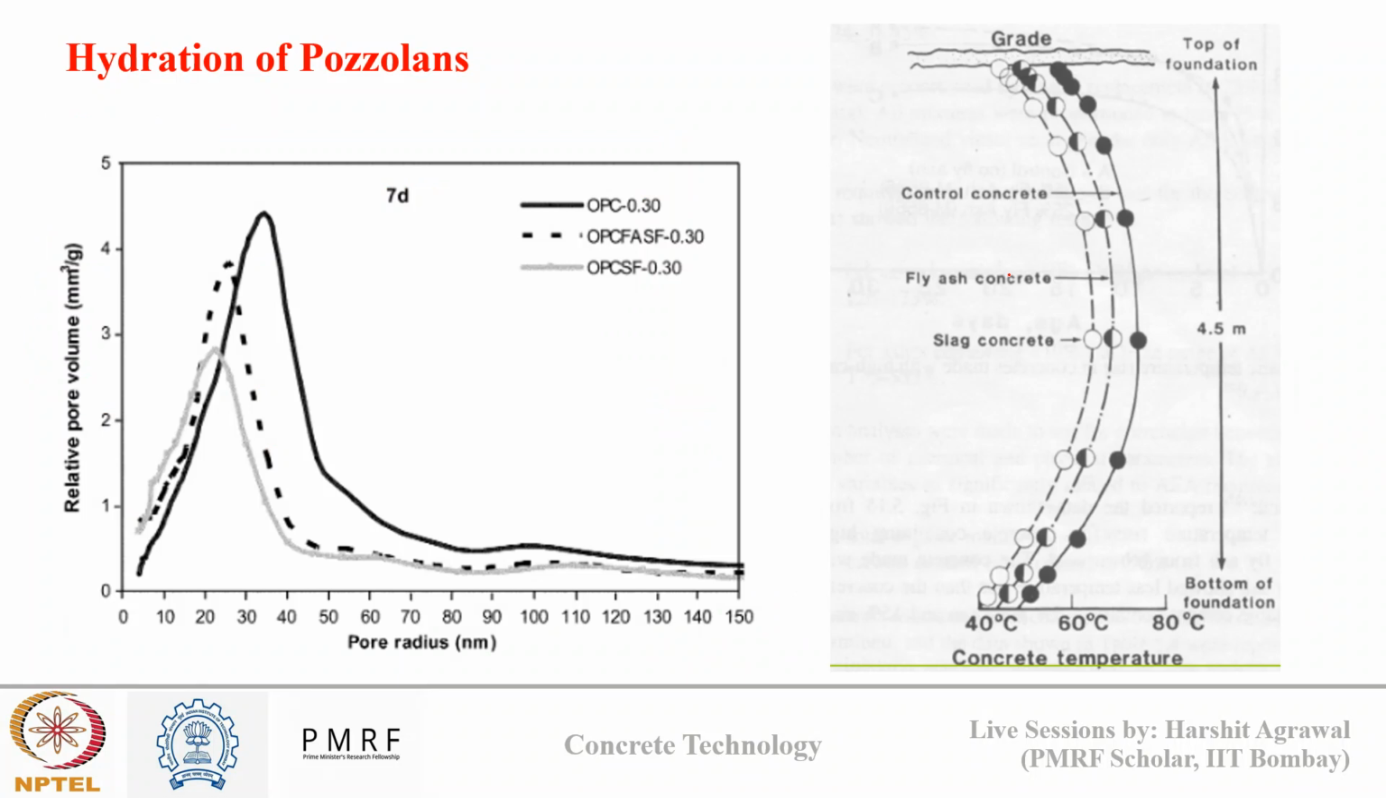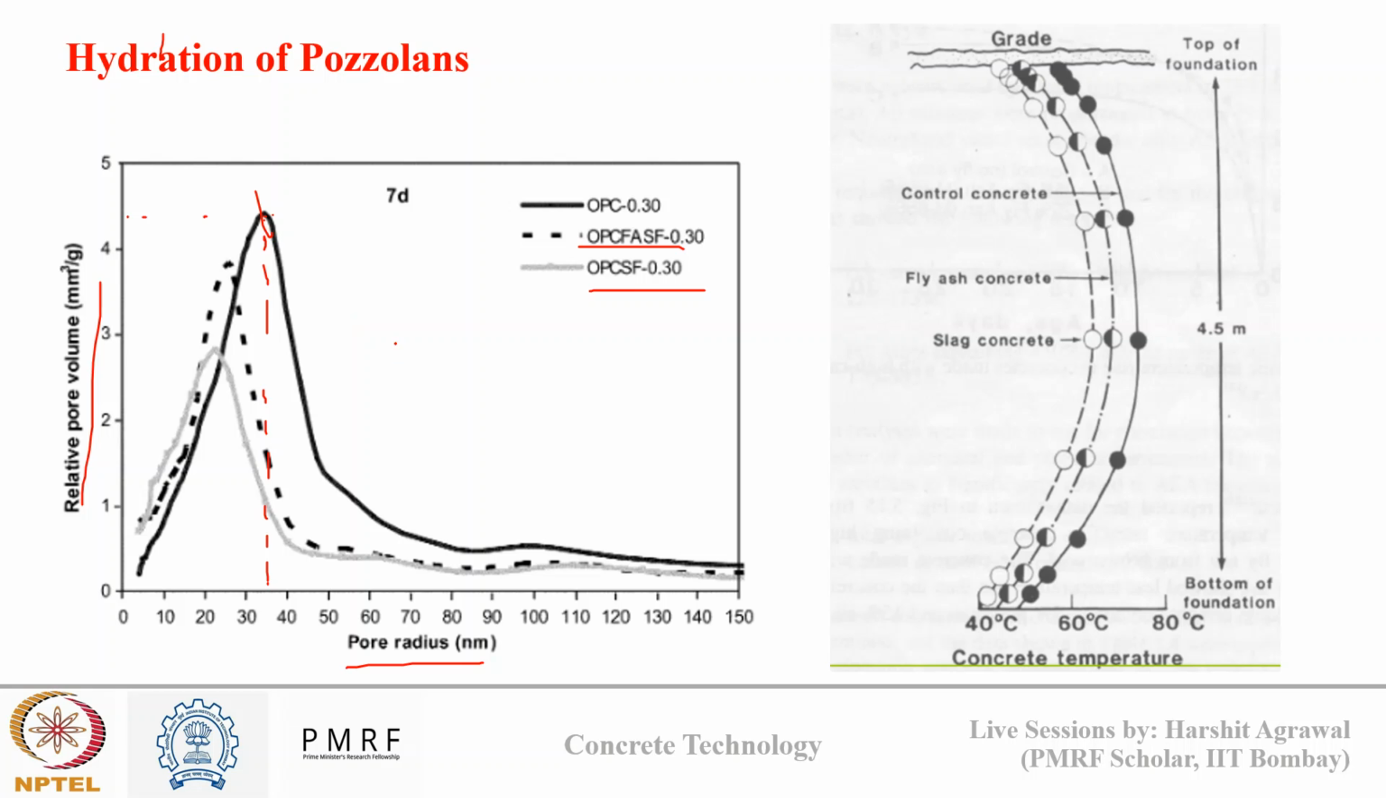Now in this slide we can see the effect of pozzolan on the pore volume and the heat of hydration. The first image represents relative pore volume versus pore radius for three cases: OPC, OPC plus fly ash plus silica fume, and OPC plus silica fume. In OPC we can see there is a higher volume of coarser pores.